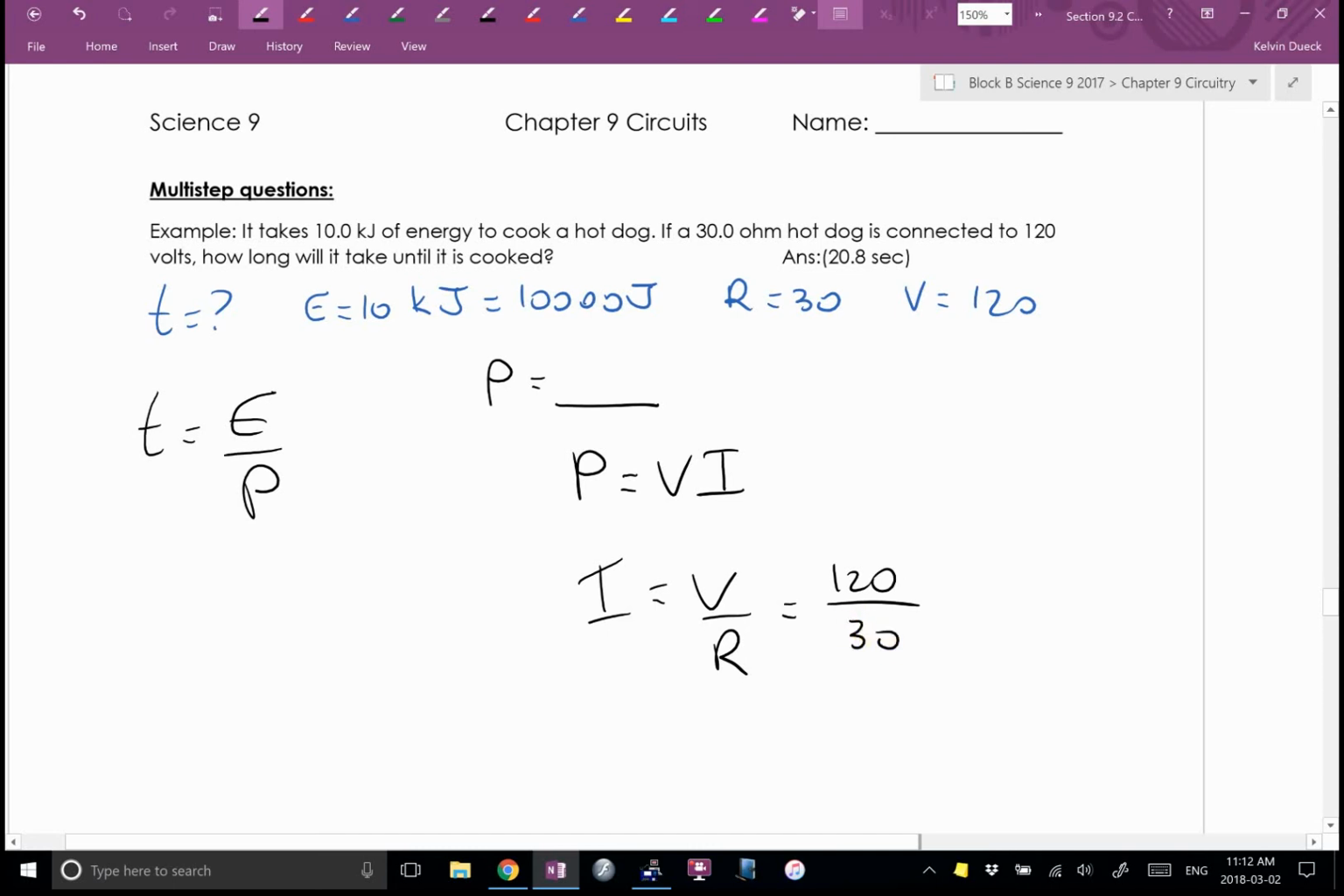By the way, Leo, I think what we're talking about here is either literally plugging wires into a hot dog, or honestly even roasting it slowly. This is how much energy it's going to take. More power means doing it faster. Less power means doing it slower. But it's going to take the same amount of energy no matter what. What's the current here? Is it 4?